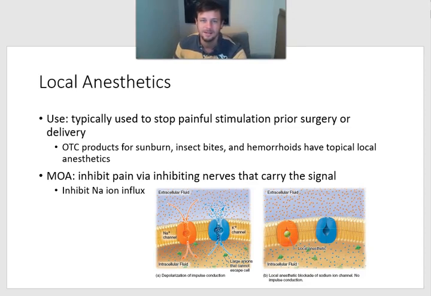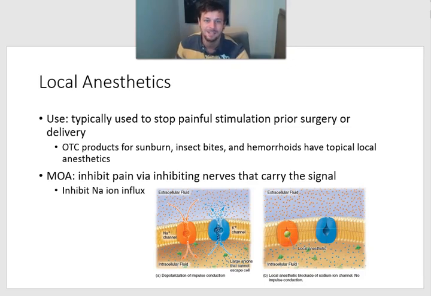With your local anesthetics, typically you use them to stop pain prior to surgery or the delivery of a child, or any sort of painful procedure. Also, a lot of the over-the-counter products, like stuff for sunburn, insect bites, and hemorrhoids, have topical anesthetics in there.